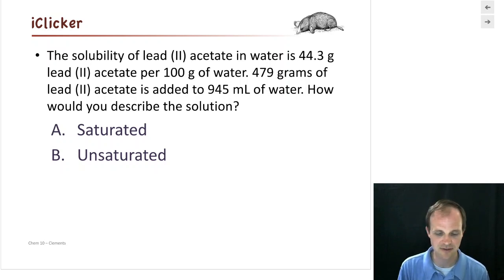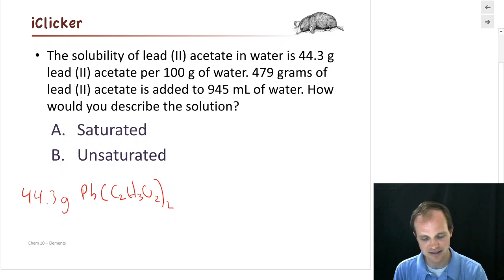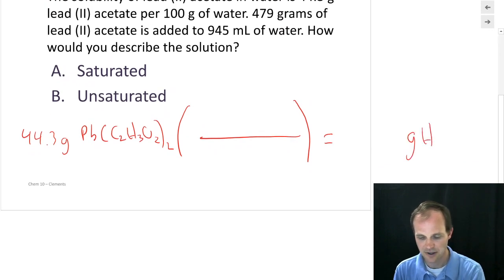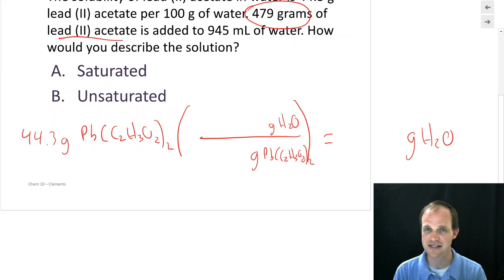Welcome back. Hope you had a good time solving the problem. What do you want to start with? The solute or the solvent? Doesn't really matter. Let's start with the solute again. 44.3 grams of lead 2 acetate. Pretty complicated formula, pretty long word to write. We're going to put a conversion factor in there. We're trying to get to grams of water, so grams of water goes on top and grams of lead 2 acetate goes on the bottom. Where do I get those numbers? Grams of one thing, grams of another thing is solubility. And 479 grams of lead 2 acetate. So my 479 is attached to lead acetate. 479 and whoops.